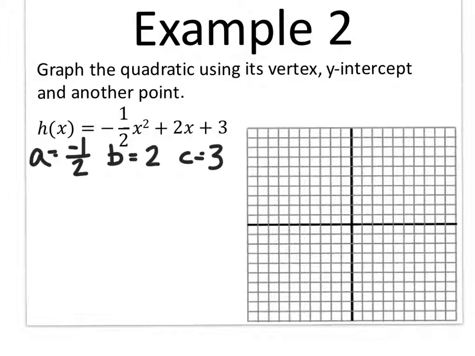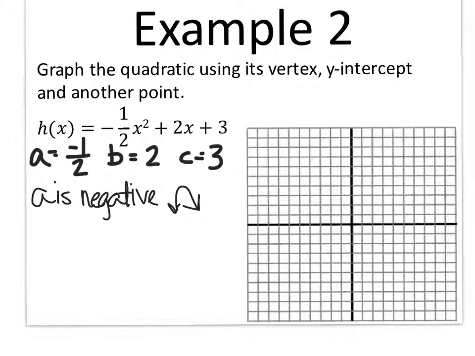So I'm going to look at my A value. A is negative. So that tells me this time that my graph is going to open down. Because remember, if you're negative, you are going to frown.